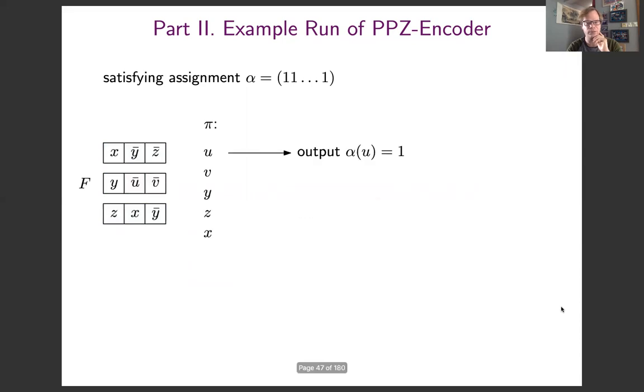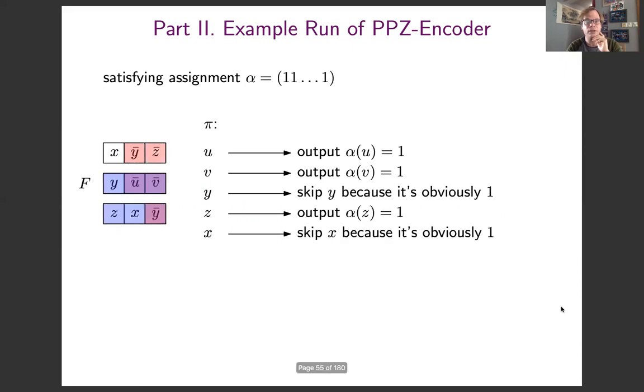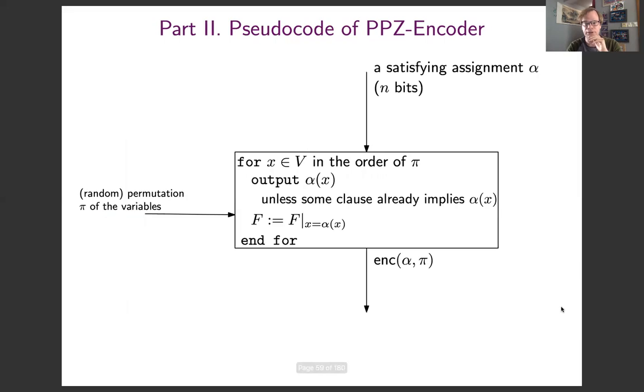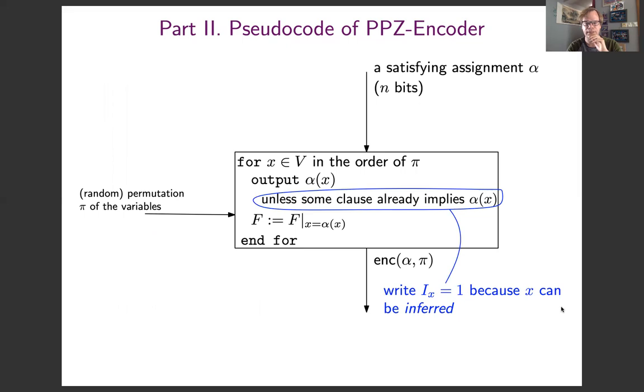Now let's play the whole game again with a different permutation. Again, we can skip y because it's the only survivor. And now we can also skip x. So in this permutation, we can skip 2 variables. And the lesson we have learned: all permutations are equally likely, but some are better than others. Okay, keep this in mind for later, because this is where our improvement sets in. Okay, so here's the pseudocode. I introduce some notation. So when we can infer a variable, I write I x equals 1.